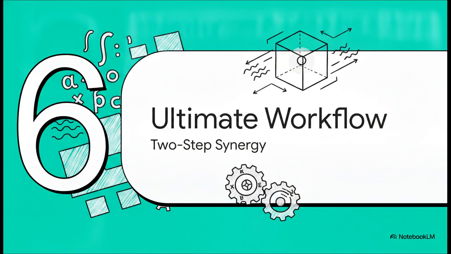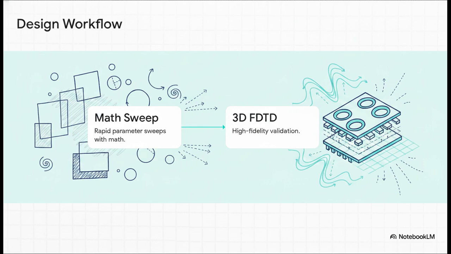Let's wrap this up with Section 6, the ultimate design workflow. As you can see, the ultimate workflow isn't about crowning one method the winner. It's a really powerful two-step synergy. Step 1. You use your analytical math for rapid parameter sweeps. This lets you instantly test hundreds of gap widths and geometries to find your ideal ballpark. Step 2. You take that narrowed-down design and run it through high-fidelity validation with 3D FDTD. Combining the blistering speed of math with the uncompromising accuracy of 3D simulation ensures the chip is going to work perfectly when it's finally manufactured.